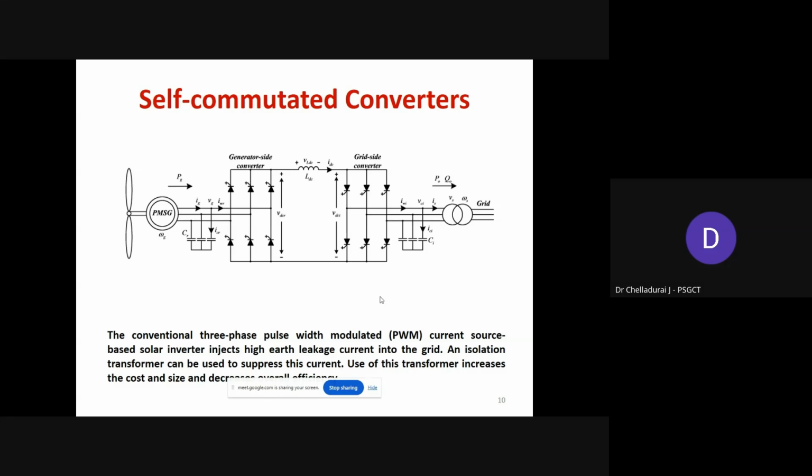So to avoid this earth leakage current, we have to use transformers. Again, the transformer size is too big. Because of this reason, this topology is not preferable for low power applications. Only this CSI topology we can use for very high power applications.